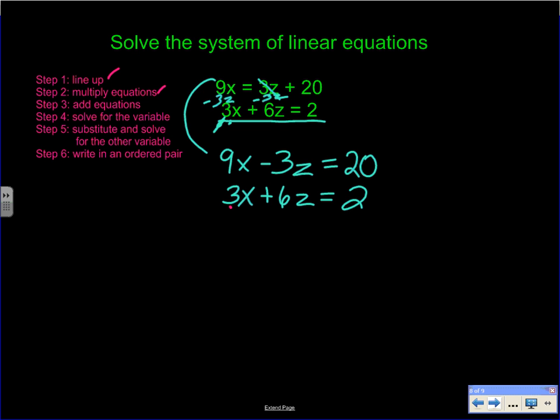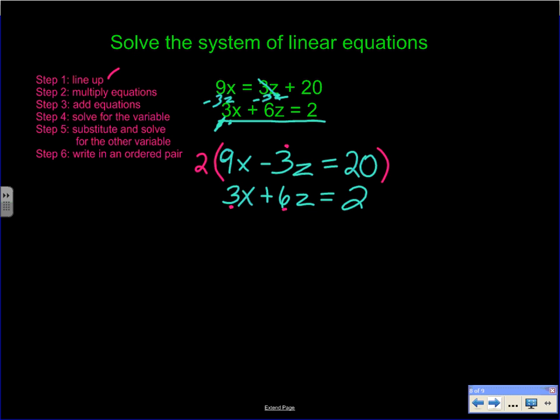I know if I multiply that smaller coefficient of 3 by a 3, I'll get 9. So therefore, I could multiply it by negative 3 and get negative 9, and then those would be opposites. I also know if I multiply this smaller coefficient of negative 3 by 2, I'm going to get the opposite of that larger coefficient of 6. And I would just multiply that by a positive 2, so I wouldn't have to worry about dealing with negative signs. So that's what I'm going to do.